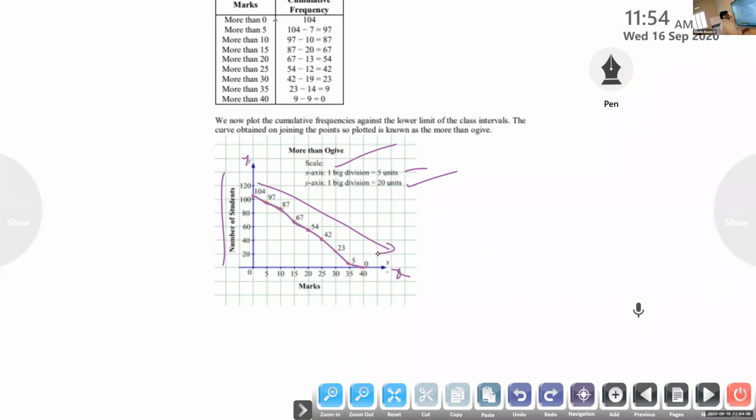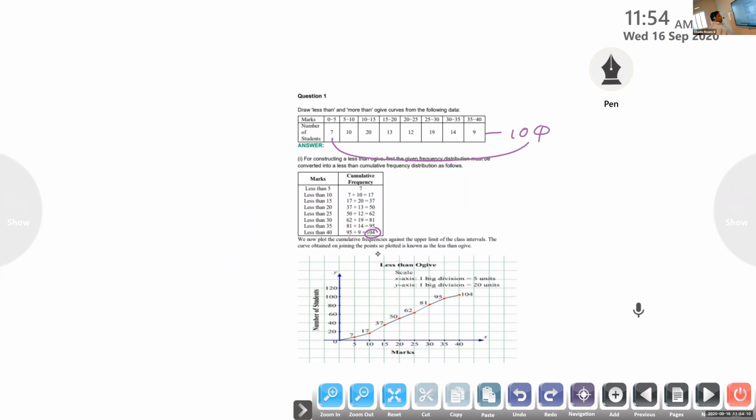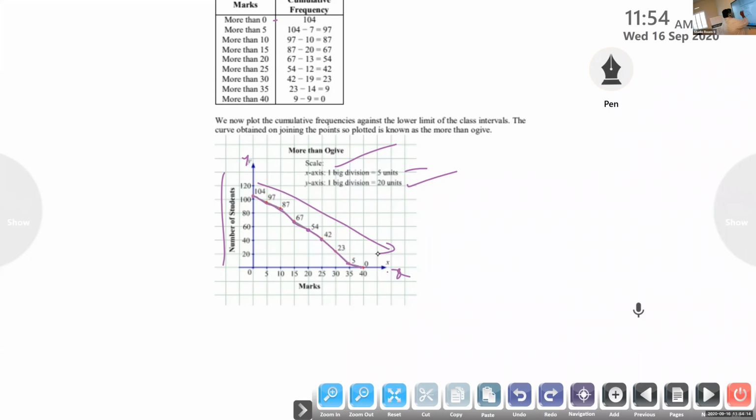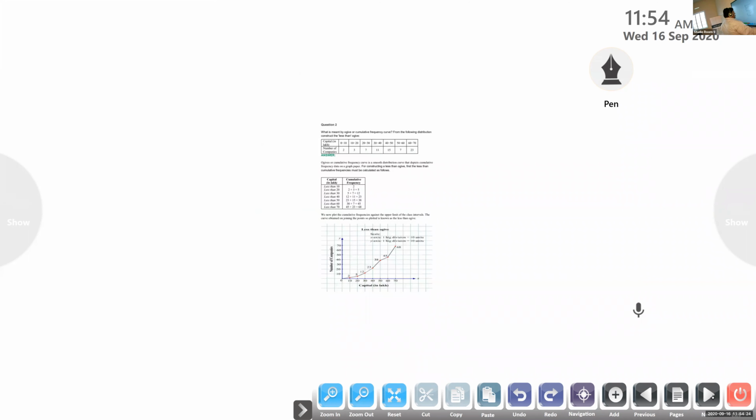Just the opposite. In the less than ogive it goes from the lowest to the highest, and here it is the highest to the lowest. Is this idea clear? Now I am going to give a question to you. Just construct it now, and show me the answer.